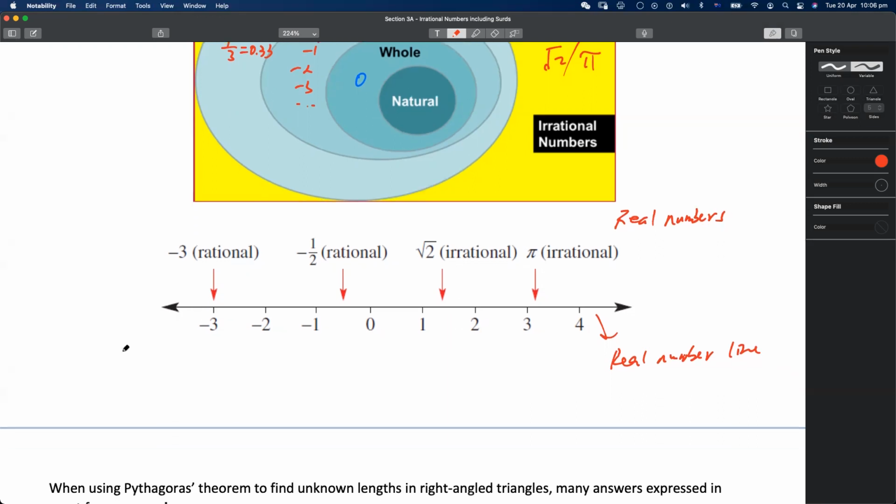So basically, just in case you get confused, real numbers include two big parts: rational and irrational. Okay.